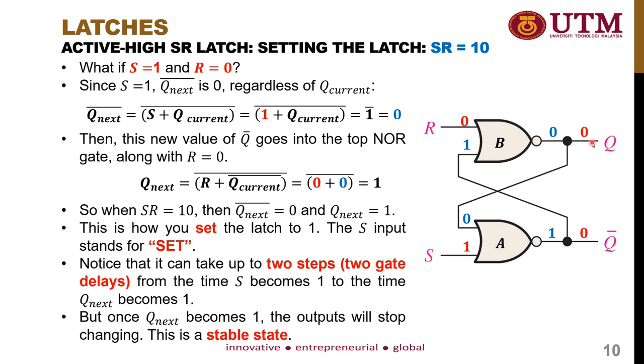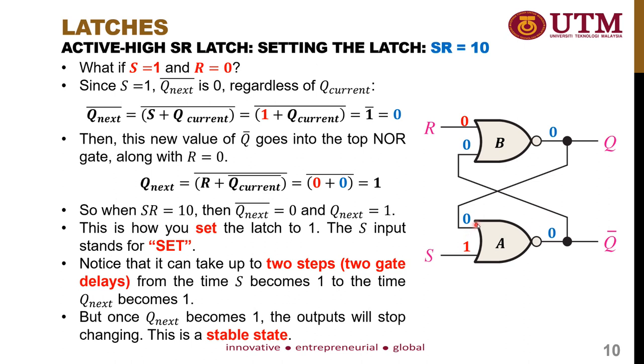Right now, we have Q next equals 0 and Q bar next equals 0. So they will become the current values of Q and Q bar. The current values of Q and Q bar will, as usual, go through NOR gate B and NOR gate A. Okay?